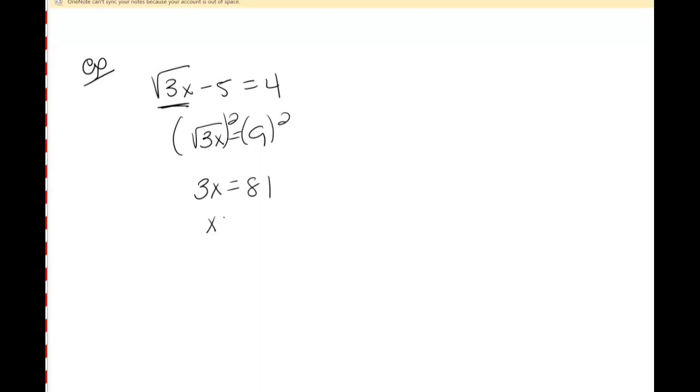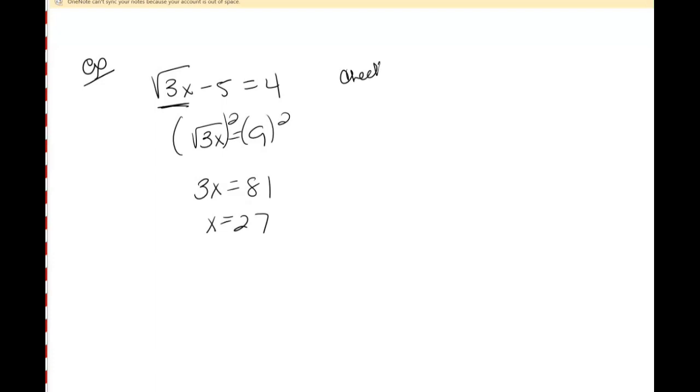What if I have the square root of 3x minus 5 equals 4? Okay, I want to get the term with the radical all by itself. So I'm going to add 5 to both sides and get 9. Now I'm going to square both sides. When I square a square root, I simply get what's underneath. 9 squared is going to be 81, and x is going to be 27.